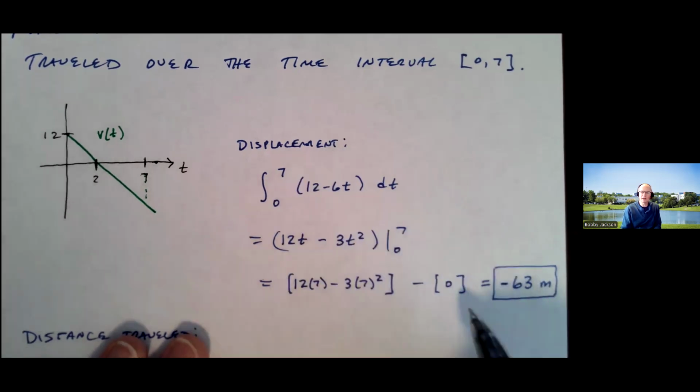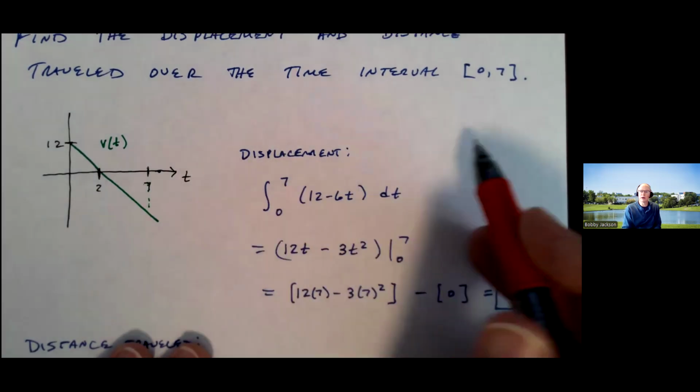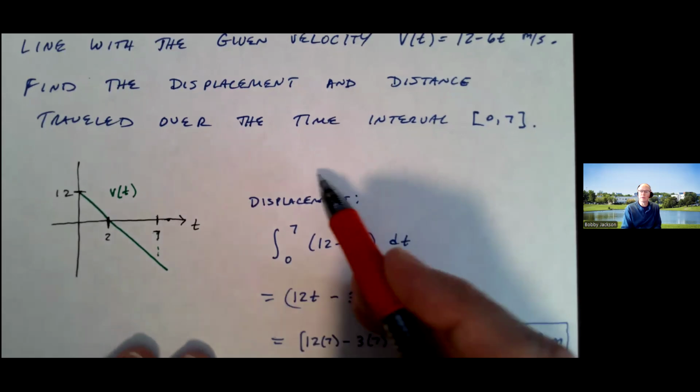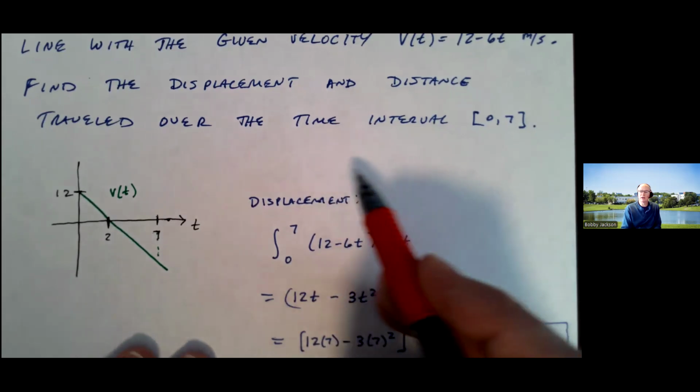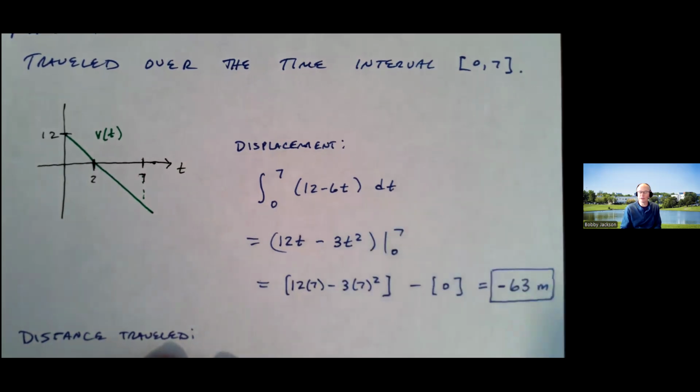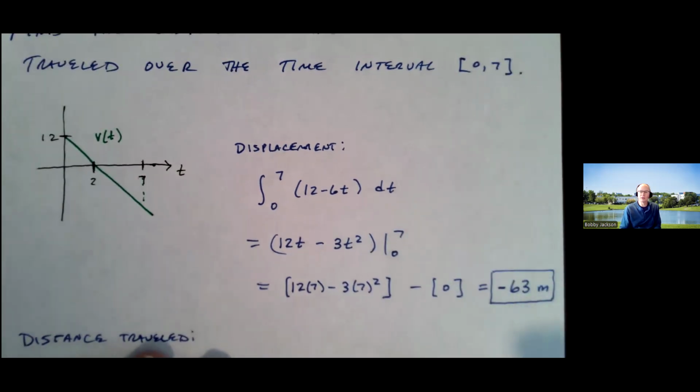So what does that mean, negative 63? Well, if we're moving right and left, at time 0, we're at some point, and then 7 seconds later, where are we? We are 63 meters to the left of our position, right? Because this is negative, left of the starting position. So that's what displacement means.